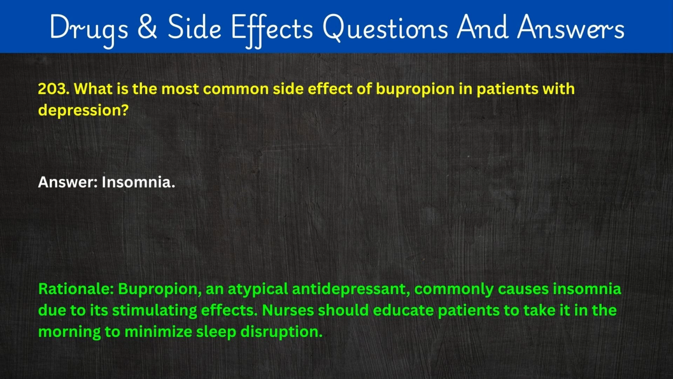203. What is the most common side effect of bupropion in patients with depression? Answer: insomnia. Rationale: bupropion, an atypical antidepressant, commonly causes insomnia due to its stimulating effects. Nurses should educate patients to take it in the morning to minimize sleep disruption.